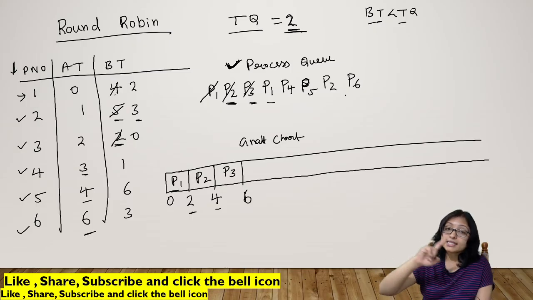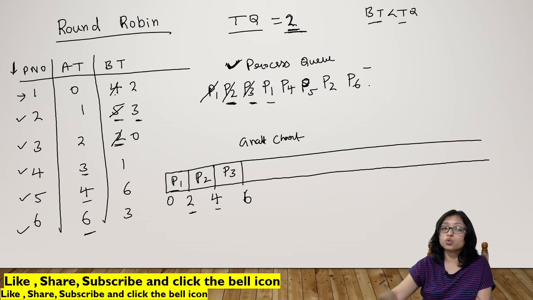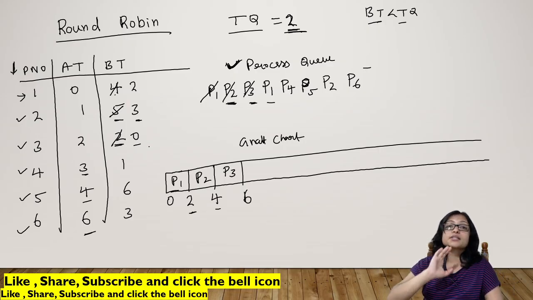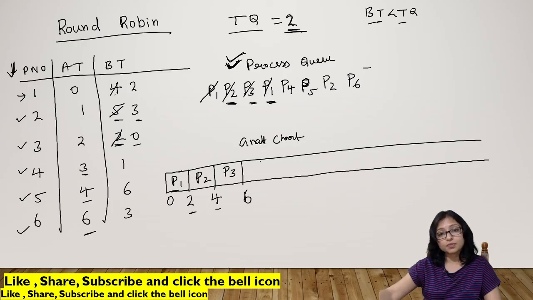And is it required to write P3 again here? No, because P3 already completed its task. P3 required 2 milliseconds and it is already completed the task. So that's why it is not required here. Now who will be my next one? My next one I will check from the process queue. No, not from here. I will check from here. P1. So I am taking this P1 here. P1 how long remaining? 2. So that's why P1 and time quantum is 2 also. So it will be 8. Now this is 0.